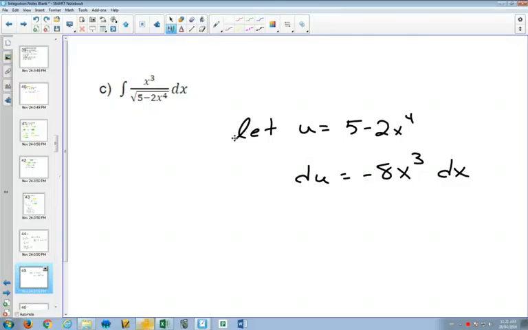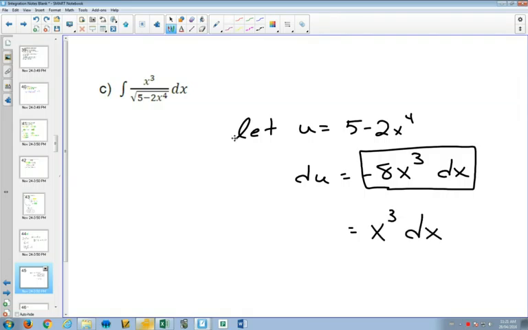Once you work with these a little bit faster, you'll probably just put the du and the dx on the sides like that. Now, when I want to substitute something in, this, as it looks right here, does not show up in my equation. I have no negative 8. I just have x cubed dx. If I wanted just x cubed dx, which is what appears in my equation, what would I have to do? I'd have to divide both sides by negative 8. In other words, I'd have 1 over negative 8 du.